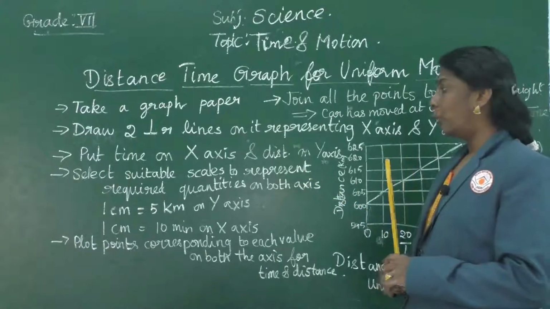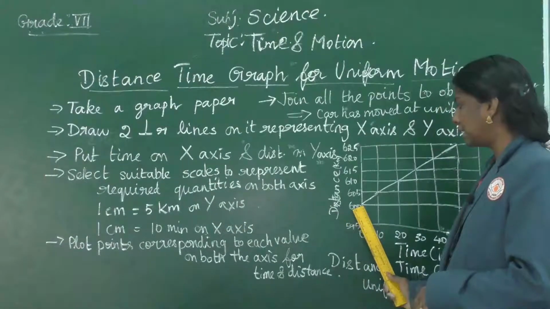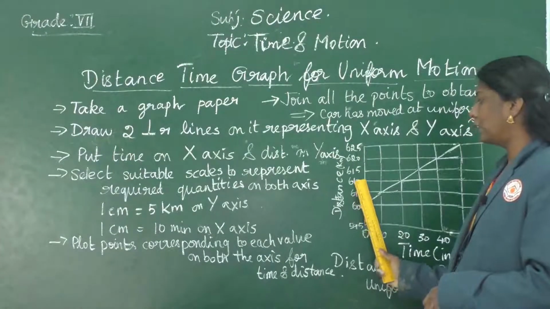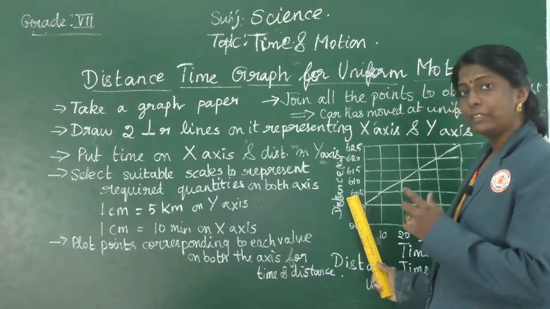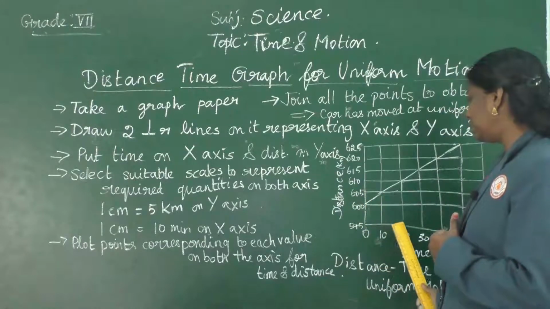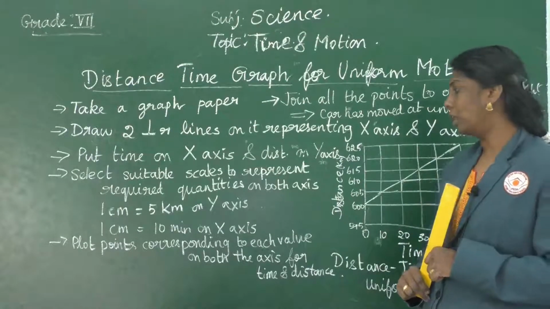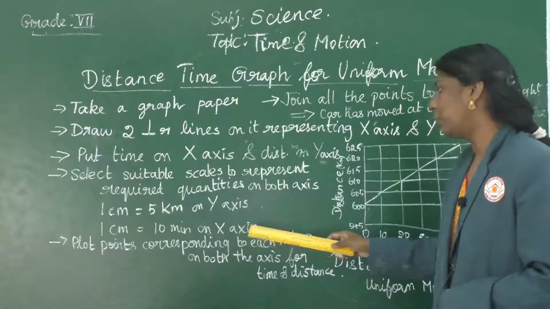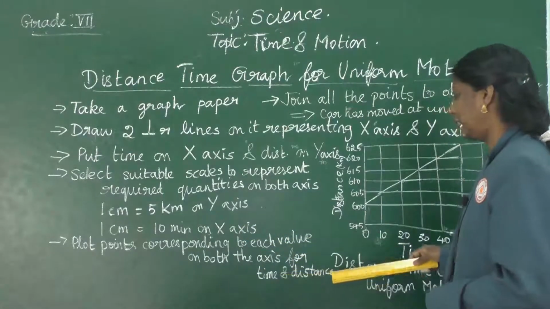For example, 1 centimeter is equal to 5 kilometer on the y-axis. The difference is 5 kilometer: 600, 605, 610, 615, 620, 625. Here 1 centimeter is equal to 5 kilometer on the y-axis, and 1 centimeter is equal to 10 minutes on the x-axis. Now plot points corresponding to each value on both axes for the time and distance.